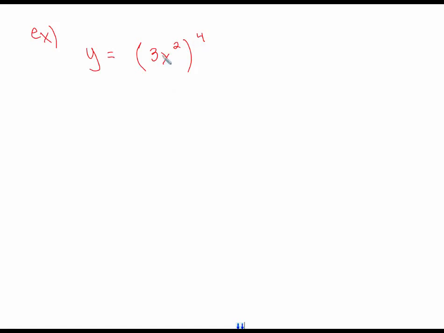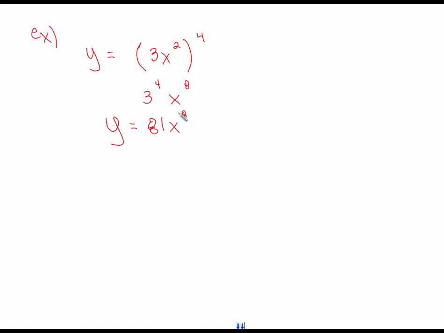What you have to do is, this is basically a composition. Later on, you'll learn something called the chain rule that you'll use with this. But you can't use the power rule when the problem is like this. What you have to do is distribute this exponent first, so that you end up with 3 to the 4th power, and then x to the 8th. So 3 to the 4th is 81, x to the 8th. So you have y is equal to 81x to the 8th.